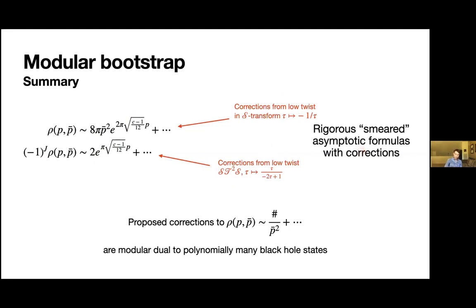There's a rigorous statement of what these things mean. And we can compare these and look at what the corrections are, and we can make everything consistent by including just these polynomially many extra black hole states.